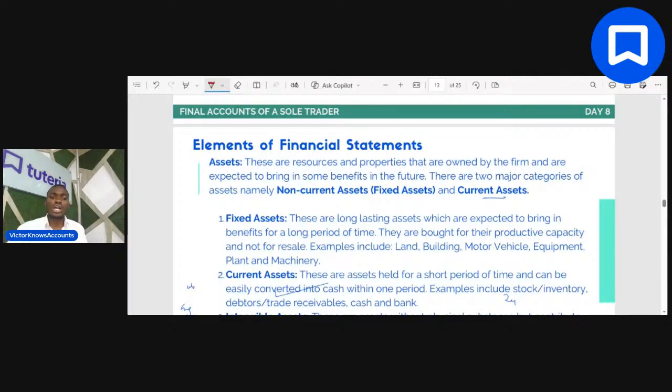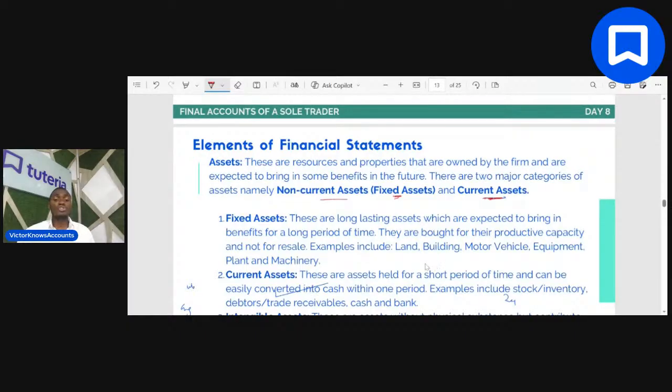Now there are two major categories of assets. We have the non-current asset and we have the current asset. Another name for your non-current asset is the fixed asset. All right, non-current asset or fixed asset. Then we have current assets. Now, your non-current assets, your fixed assets, they are long-lasting assets which are expected to bring in benefits for a long period of time. You know that the examples of that include what? Your land, your building, your motor vehicle, your equipment, your plant and machinery.